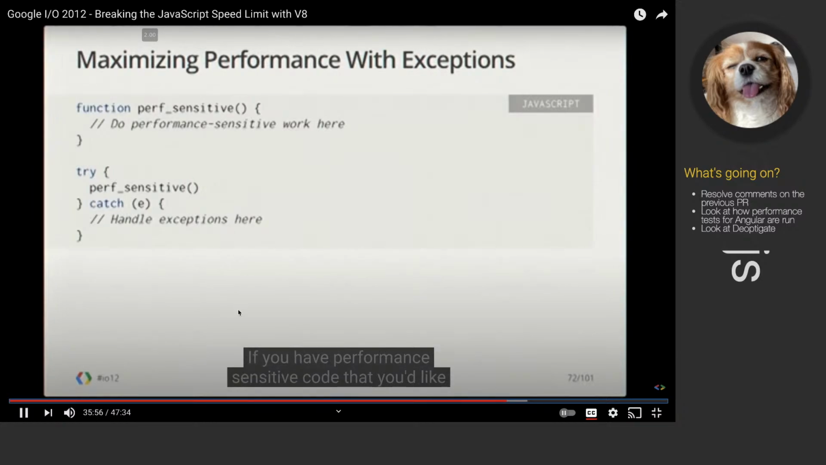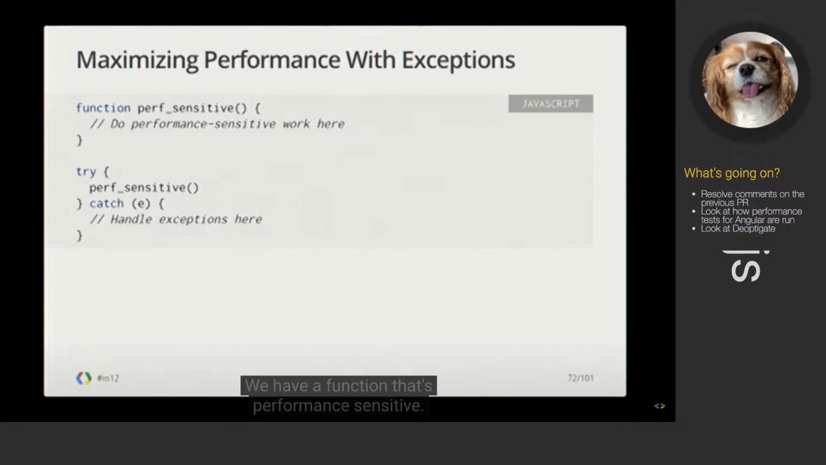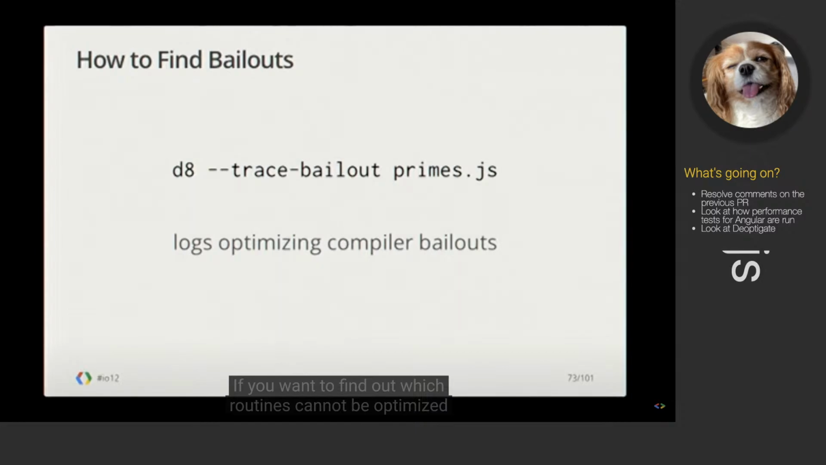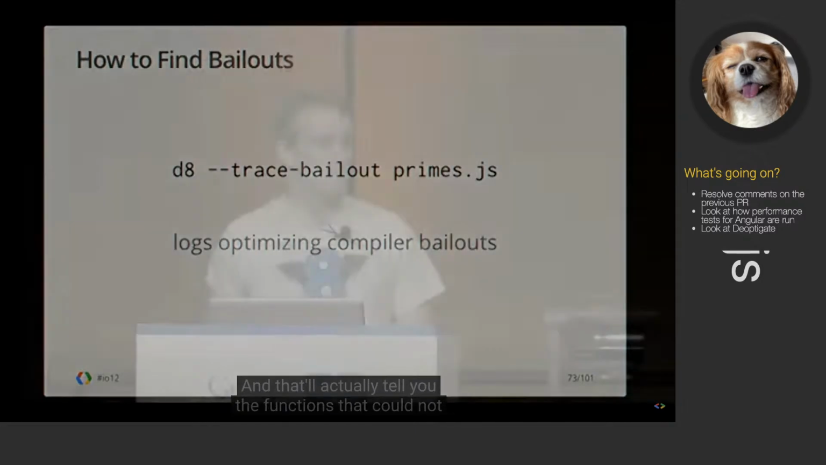If you have performance-sensitive code that you'd like to call from a try catch block, wrap it in its own function. Here's an example. We have a function that's performance-sensitive. We call that from the try piece, the try catch block in another function. And by doing that, it allows the optimizing compiler to optimize the performance-sensitive function, even though it can't optimize the try catch block. Right. If you want to find out which routines cannot be optimized by the optimizing compiler and why, there's an option you can pass to the debugging shell called trace bailout, and that'll tell you the functions that could not be compiled and why.